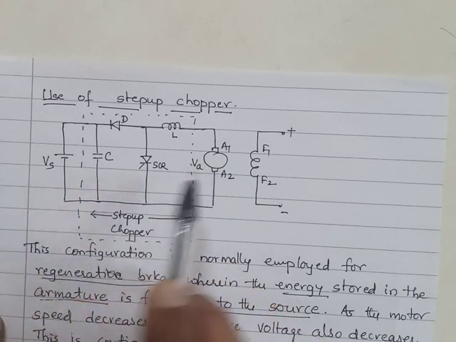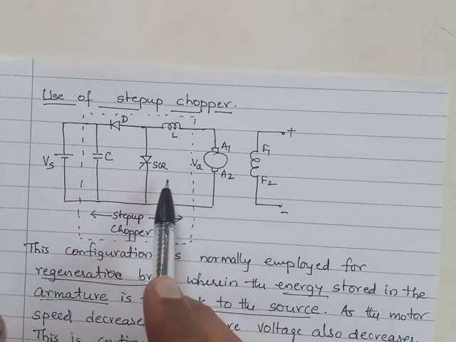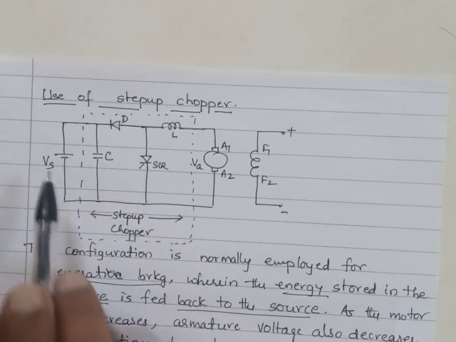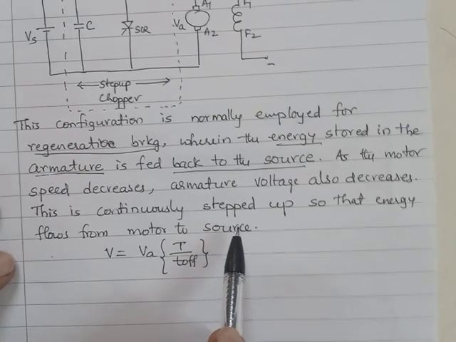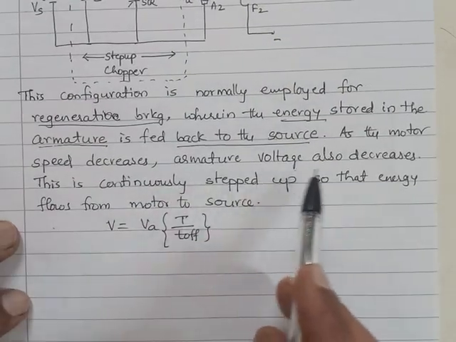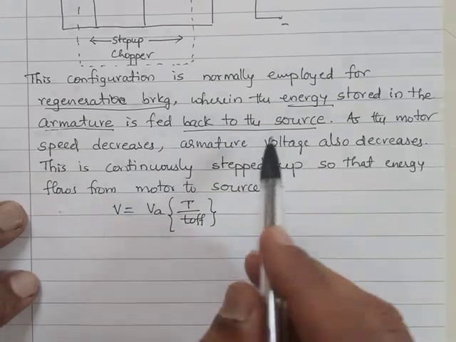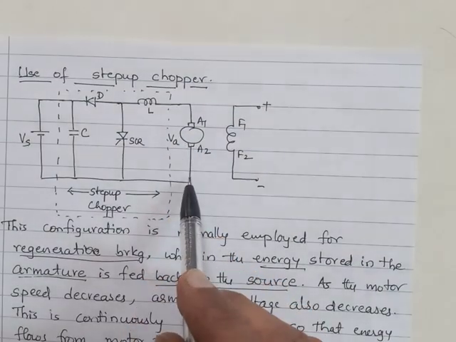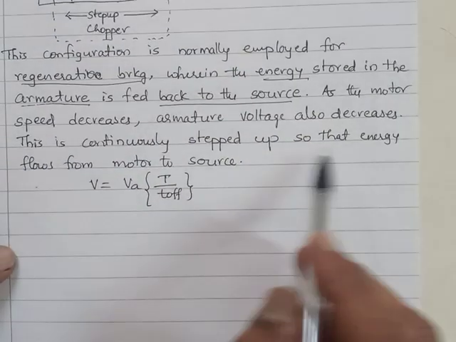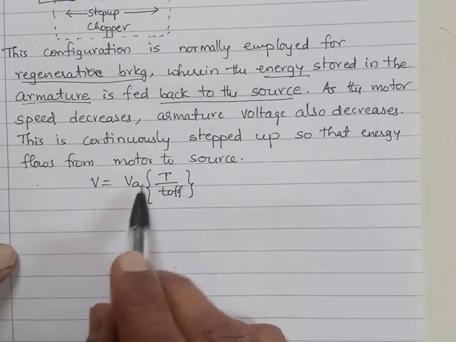When the energy stored in the armature is taken out, its speed decreases. After taking it out, instead of losing it, feed it back to the source, it becomes regenerative. That is braking. And this needs to be continuously done, because as the deceleration happens, speed decreases, this voltage also decreases. The stepping up is to be continuously done using this.